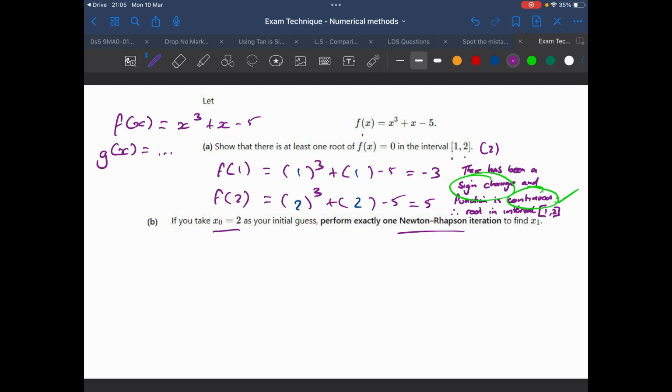So we want our formula first. Our formula is that our next approximation is equal to our approximation before, take away the function evaluated at our approximation over its derivative at that approximation. So let's put some numbers in for our situation now. So for us, our x1 is going to be equal to our x0, which is 2, take away our function evaluated at 2.